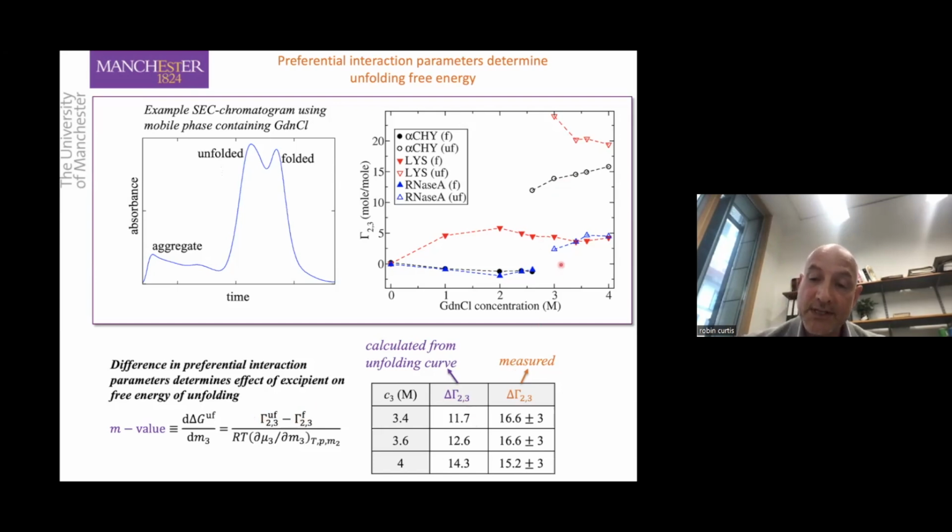Then we checked whether we could use this to calculate the M value, which tells you how guanidinium chloride changes the free energy of unfolding. We compared it to what we would calculate from a denaturant unfolding curve, and we find relatively good agreement, at least for lysozyme. So this approach could be quite useful in the future, first for understanding denaturant effects, but potentially also for understanding how other types of excipients interact with both the folded state and the unfolded state.